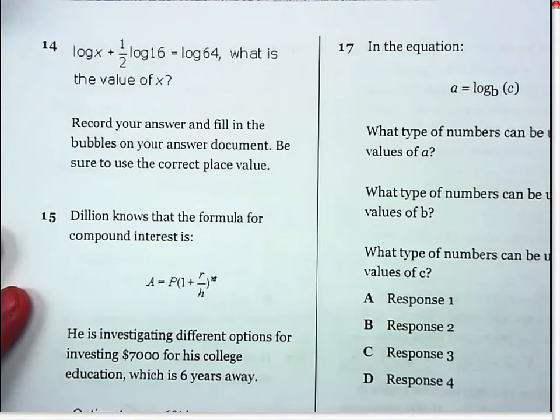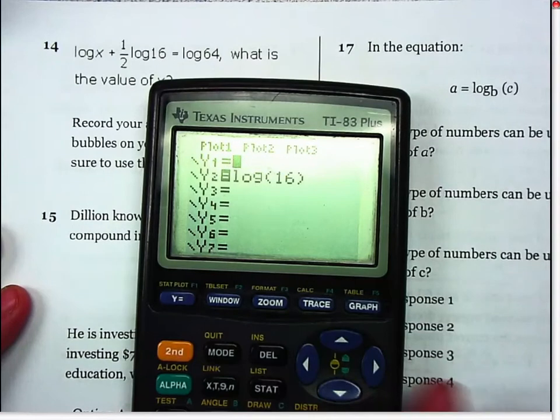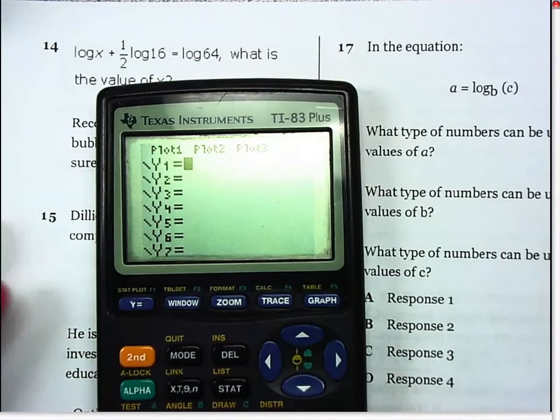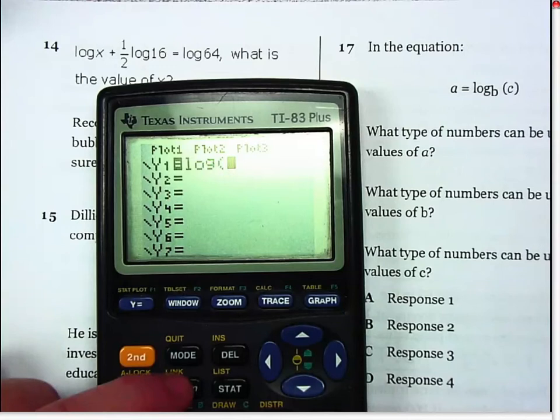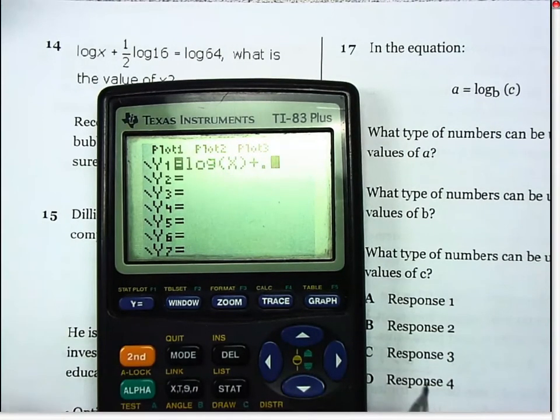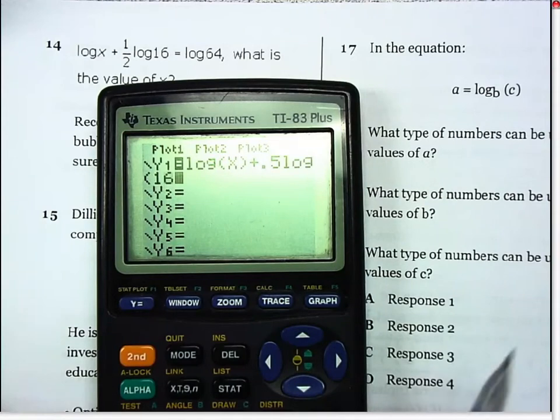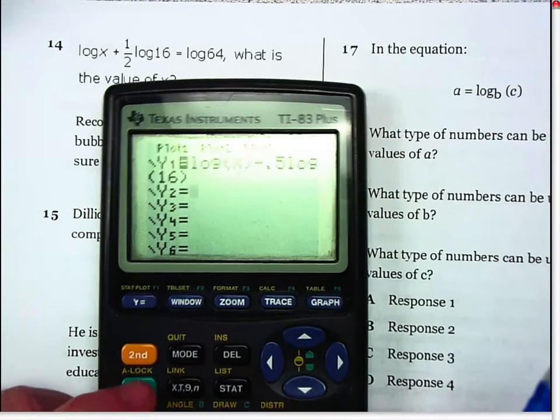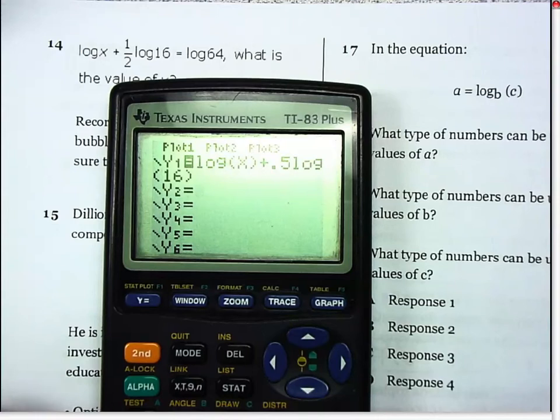Let's do the calculator. So just like the one we just did, log x. Did y'all do this one? Plus 0.5 log of 16. And then in the bottom we'll put log of 64 and y2.